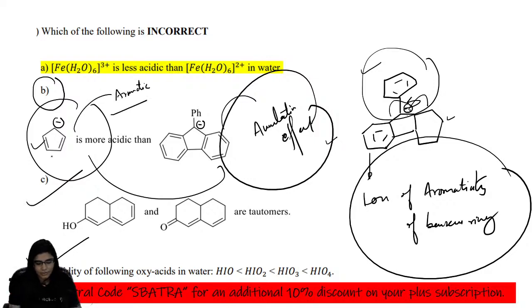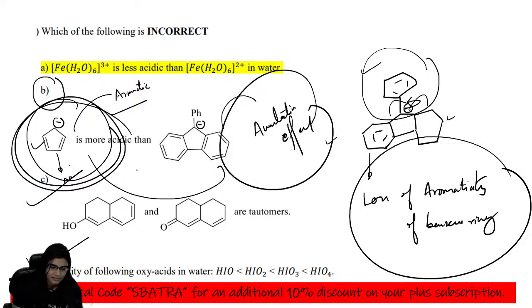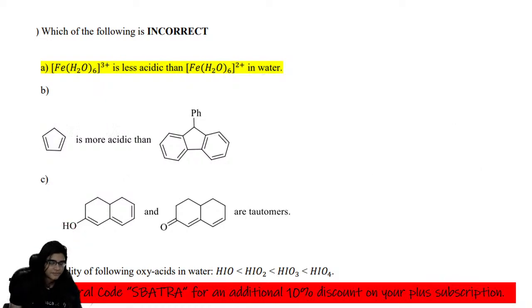This is not aromatic, this is non-aromatic. After losing one H plus ion, this will become aromatic. So definitely this will be more acidic than this one. Clear everyone? Any doubts? Now let's go to the first option.